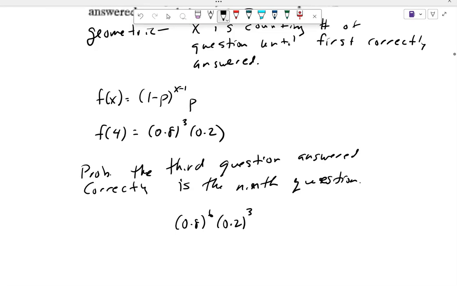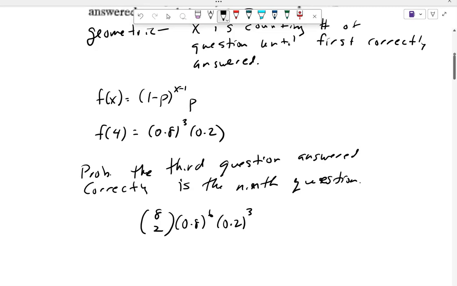Good. And think about how you would get that, right? It was 6 incorrect, 2 correct, and then the last one has to be correct, right? Okay. How many different ways are there to rearrange the 6 incorrects and the 2 corrects in the first 8 tries? You choose 2. Good. That's exactly right. I've got 8 questions and I'm choosing where 2 of them are correct, right?